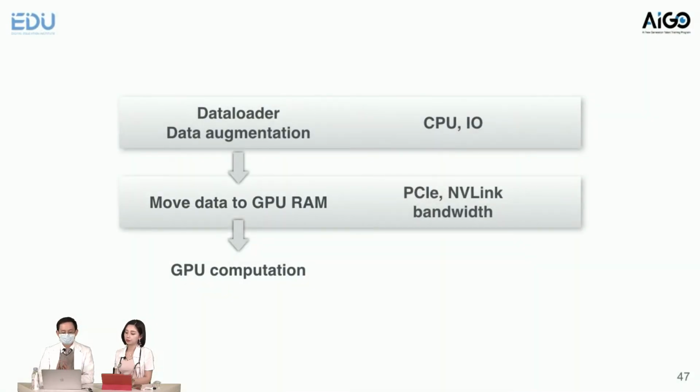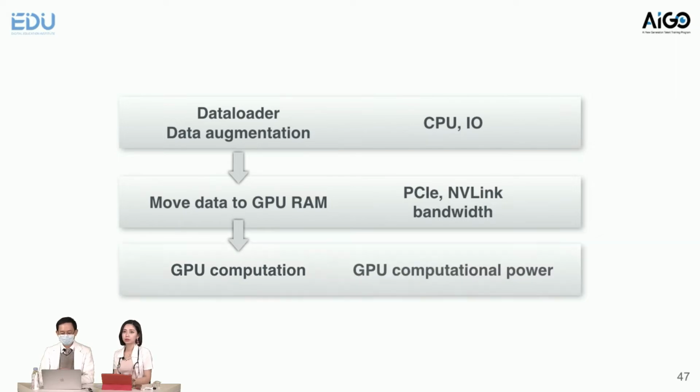And the second step, the bottleneck occurs at PCIe and NVLink bandwidth. And in the GPU, computational power limits its speed. So we will discuss every aspect in the later slides.